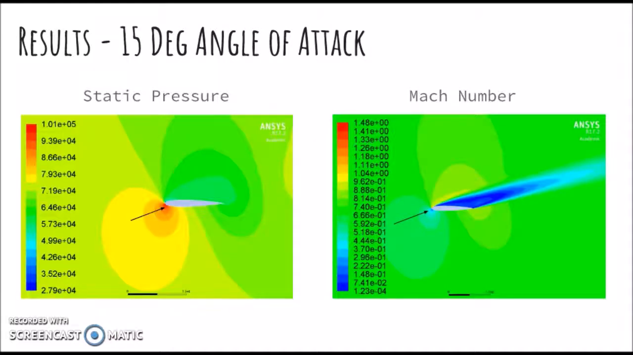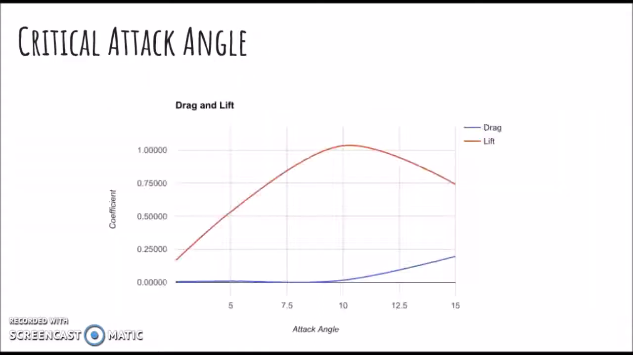The 10 degree attack angle also has significant static pressure difference, but the turbulence behind the airfoil has increased. The 15 degree angle of attack was a final simulation run. In the Mach number contour, you can clearly see a significant amount of turbulence on the top side of the airfoil. This turbulence significantly affects the lift on the airfoil, as will be shown next.